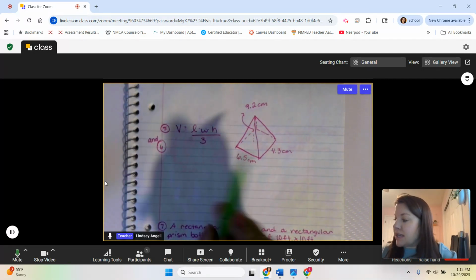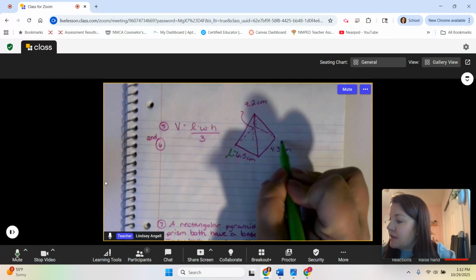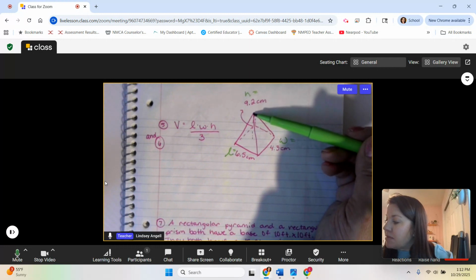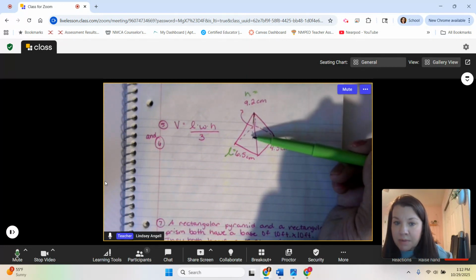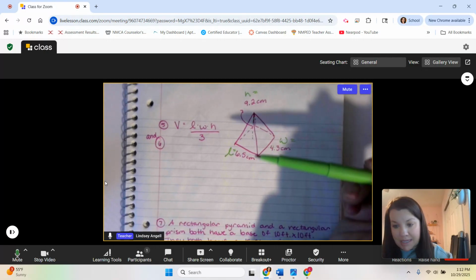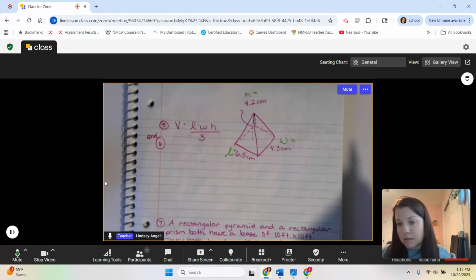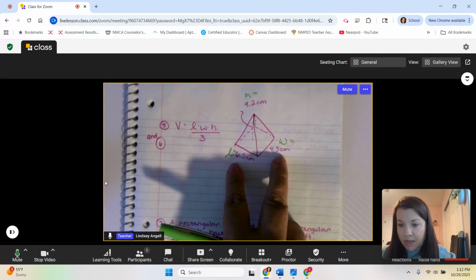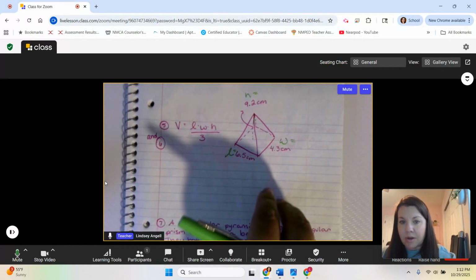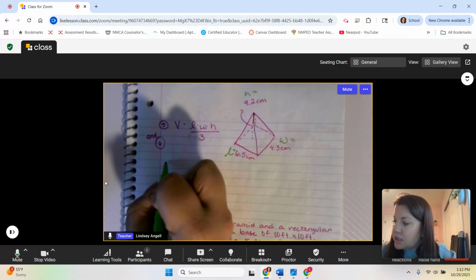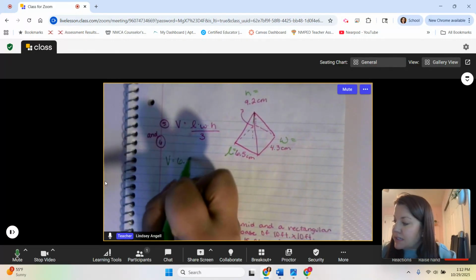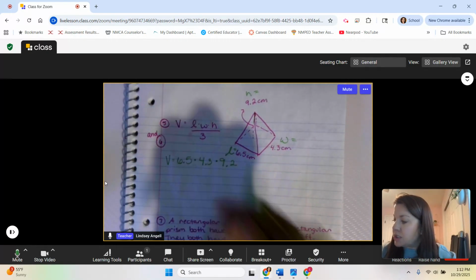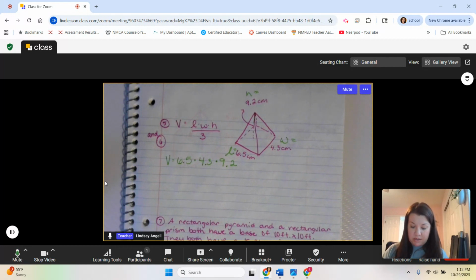So in this case, I'm just going to say that this is my length, this is my width, and this is the height. The height is the measurement from the apex perpendicular down to the base, okay? So just a little definition there for you as well. I could have flip-flopped these, and that would have been totally fine, right? Since we're just multiplying them together, the order doesn't matter. So we've got volume is equal to, and we have 6.5 times 4.3 times 9.2. I'm going to get my calculator out for this one. Let's see.